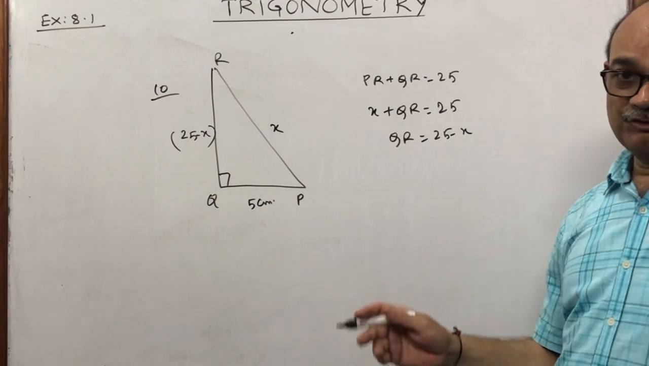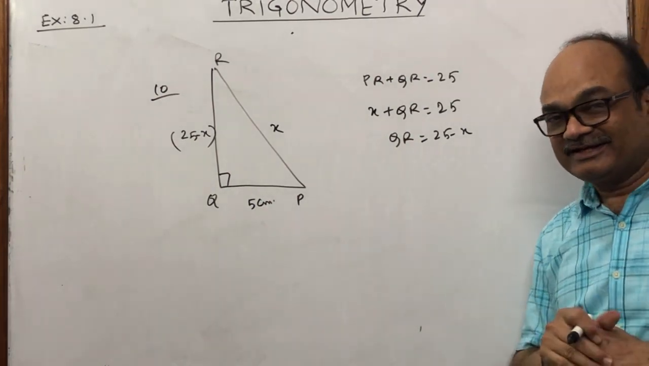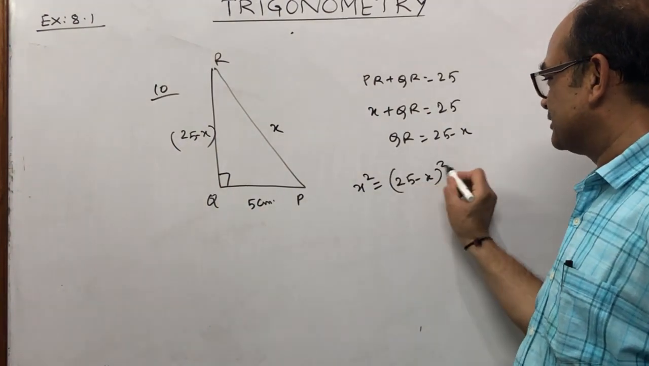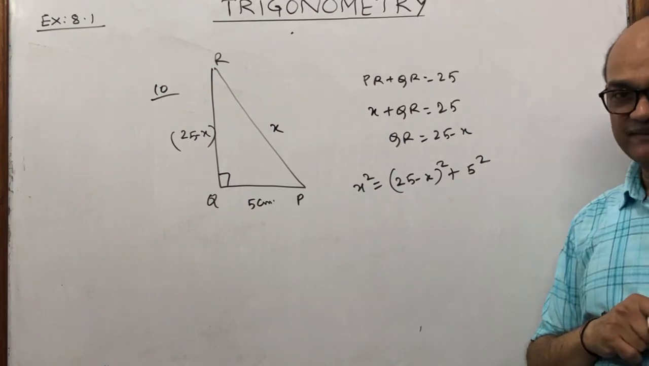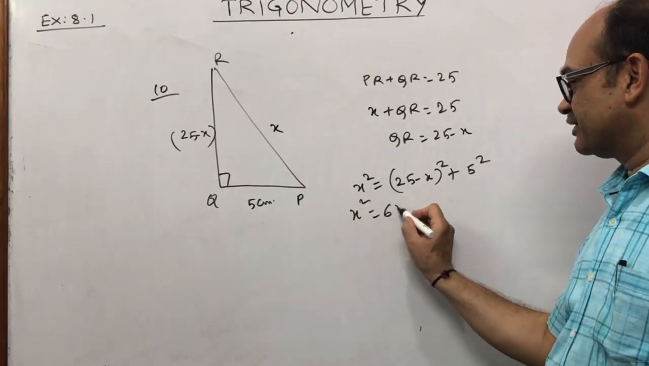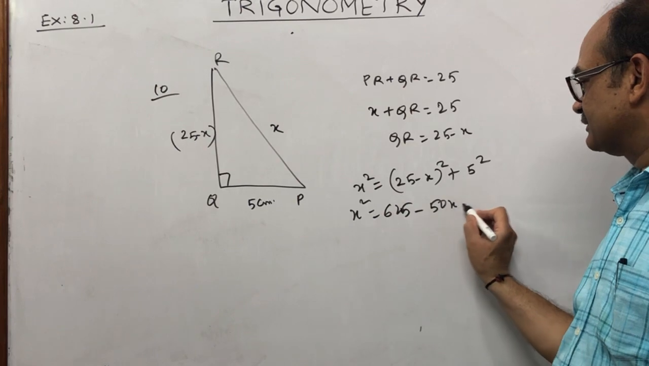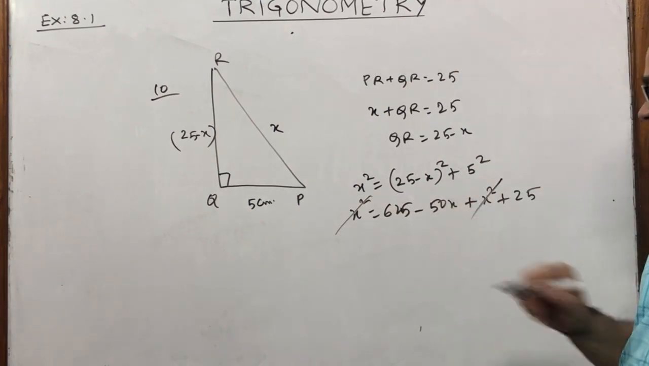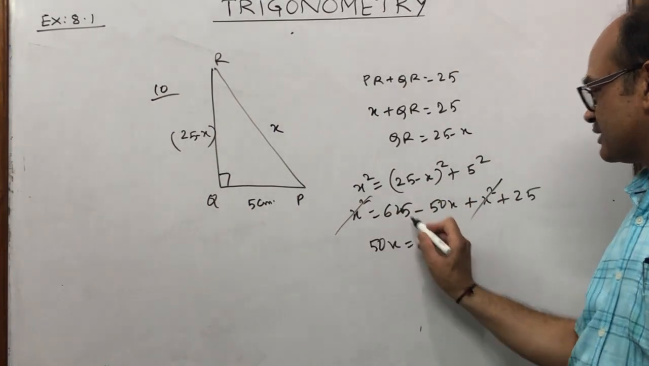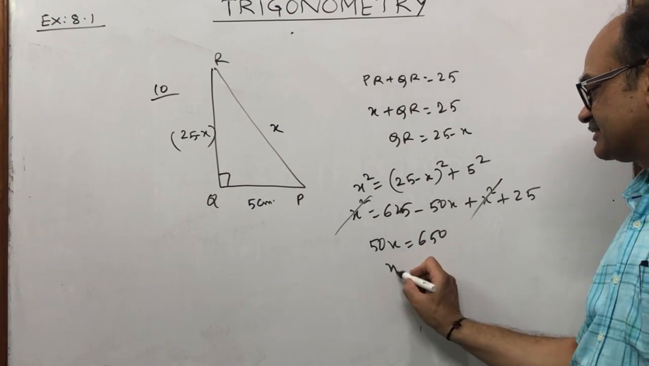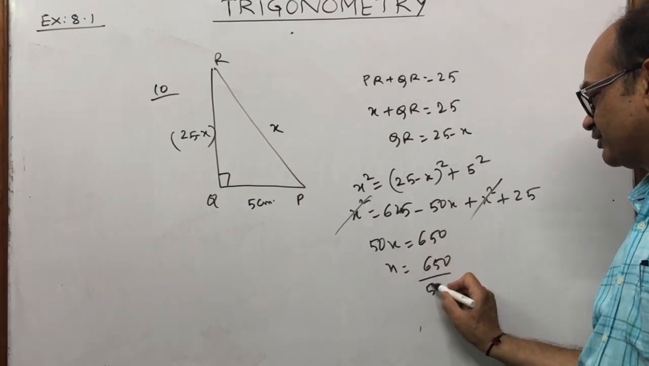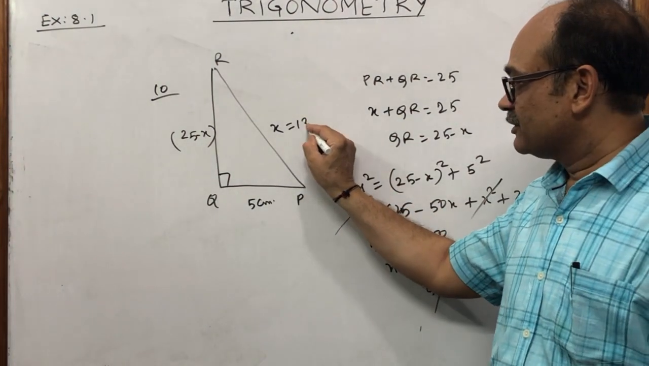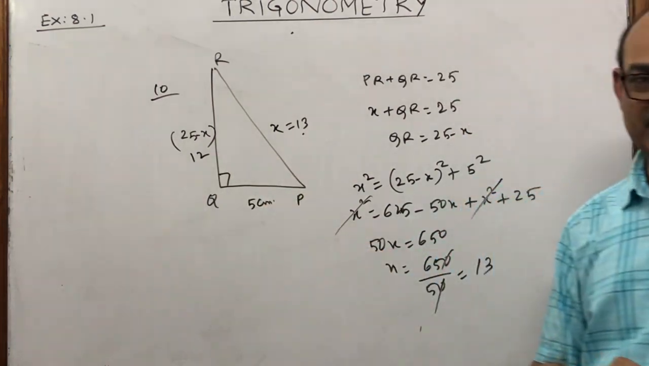Easy. Now you know the Pythagoras theorem and you know the quadratic and linear equations. So now we start with Pythagoras. x square equals 25 minus x the whole square plus 5 square. So hypotenuse square is 625 minus 50x plus x square plus 25. x square and x square cancel out. So 50x equals 650, that is x equals 650 divided by 50. What are we getting? 13. So this x is now 13. When x is 13, this will be 12.